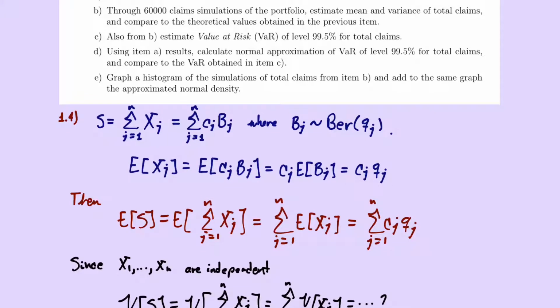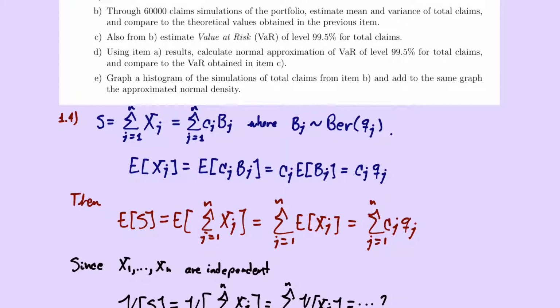And with this, we just have to note that the expectation value of S is the expectation value of this sum of random variables. Then we can just take the sum out of the expectation value, and substitute in the sum the value that we have just calculated, and then the expectation value of S will be the sum from 1 to n of the values Cj times Qj.